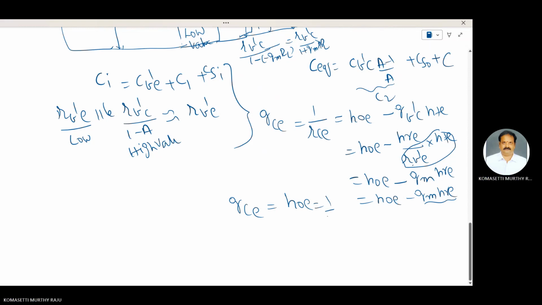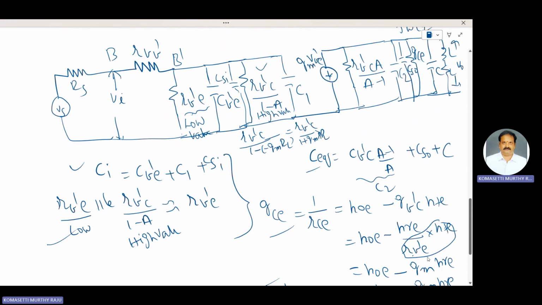Say 1 by R0, included in that circuit, the equivalent circuit. Therefore, here R0 is equal to 1 by HOE. By using these approximations and replacing the circuit, the equivalent circuit is like that.